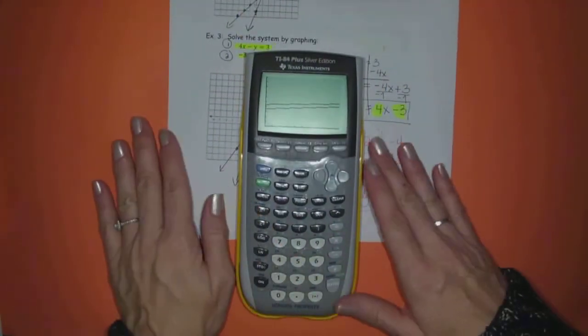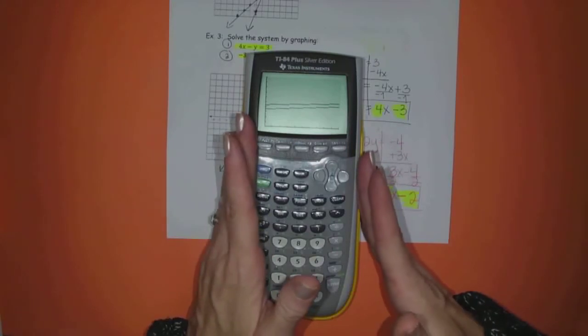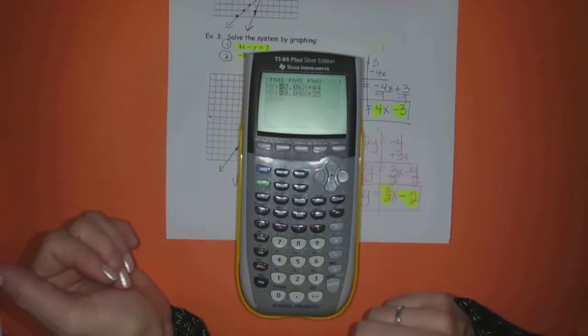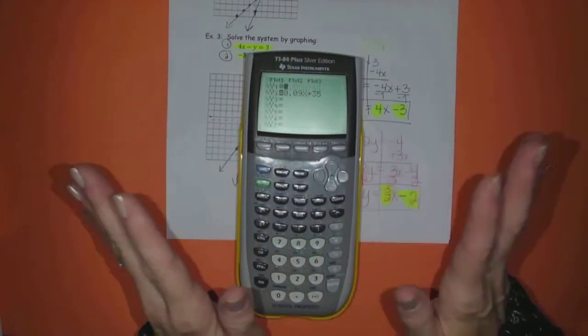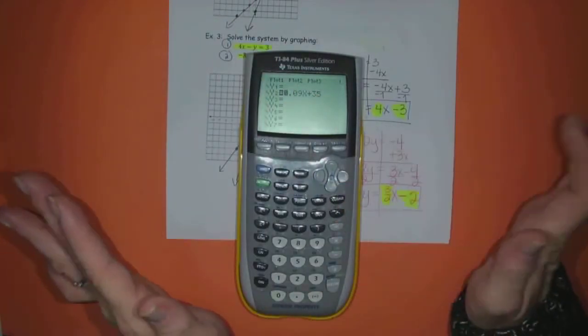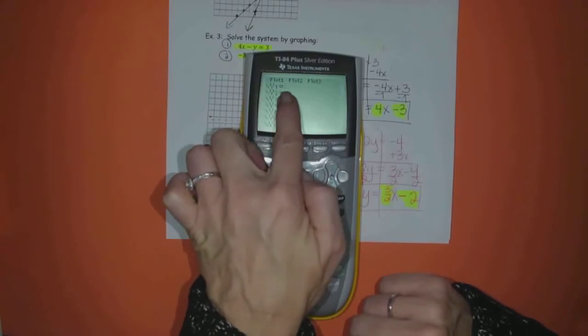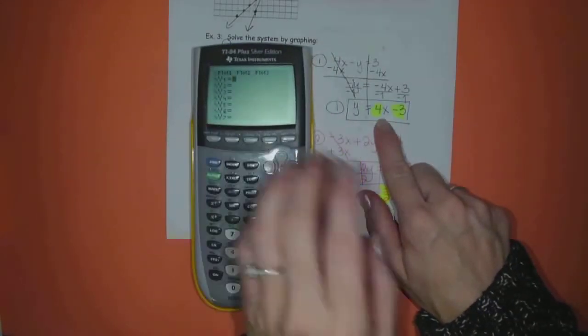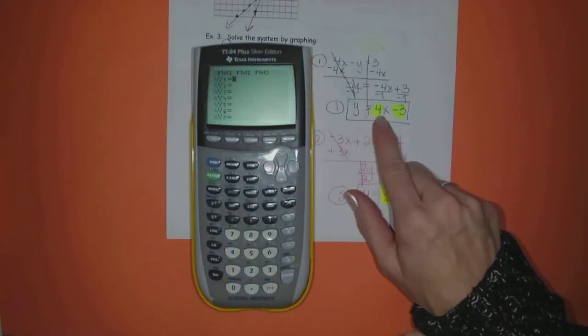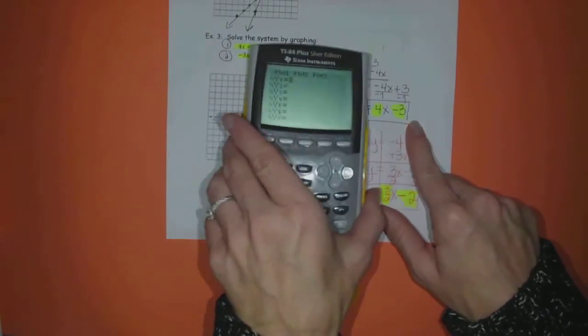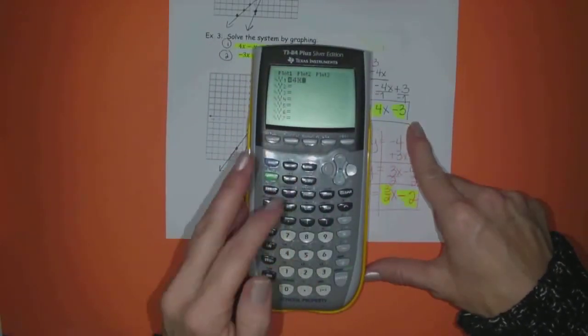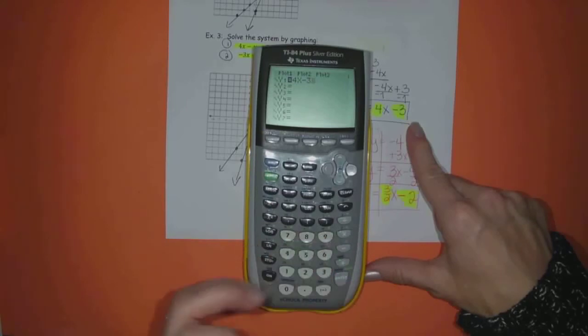It's pretty cool. So what I want you to do is turn your calculator on, and press y equals. And I want you to hit clear. You see I have some stuff in there. Clear out any old junk. And into y1, we're going to type our first equation. Y equals 4x minus 3. So let's do that. So y equals 4x minus 3.